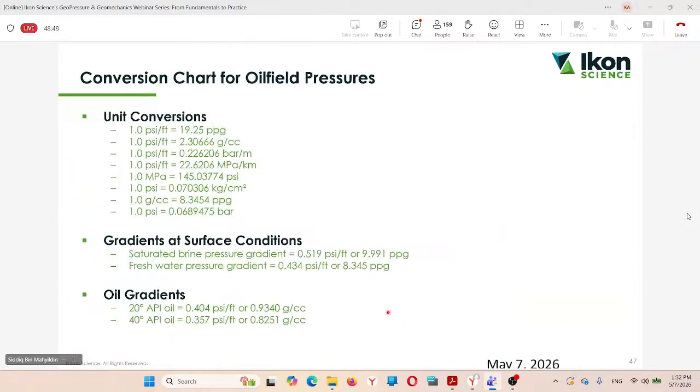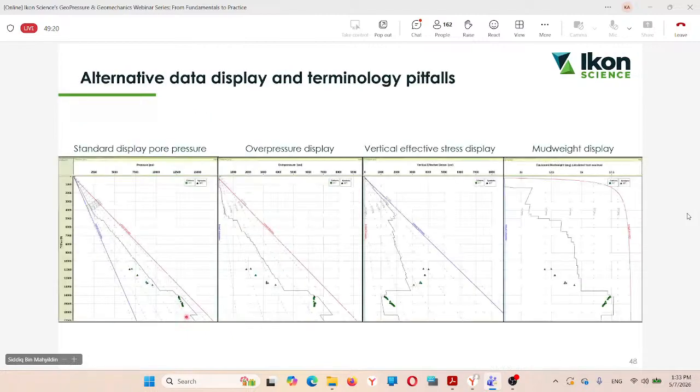Just a quick bonus, you can screenshot this, or I can pass it to you after this as well, the unit conversion for pore pressure, where you can convert from gradient to density quickly. For example, 1 psi per foot is 19.25 ppg. What is the gradient at surface condition? And for oil gradient, for example, 20 API oil, what is the normal gradient for oil? 0.4. The heavier oil is at 0.357, for example. And we went through this already, so this is good enough.